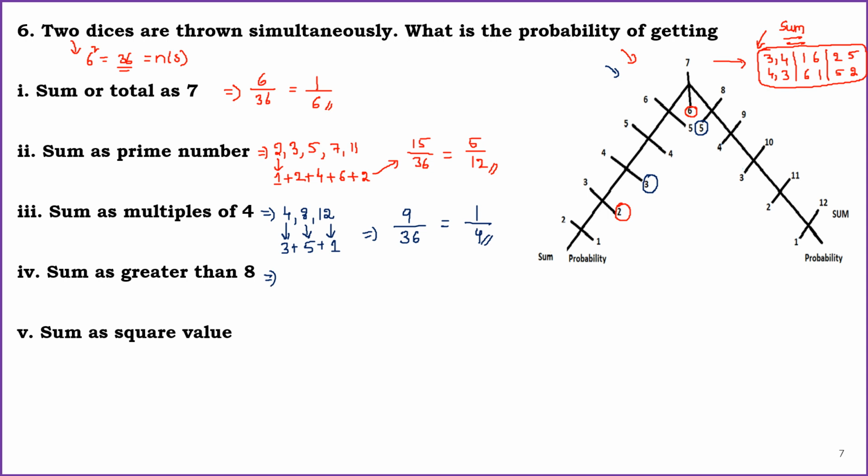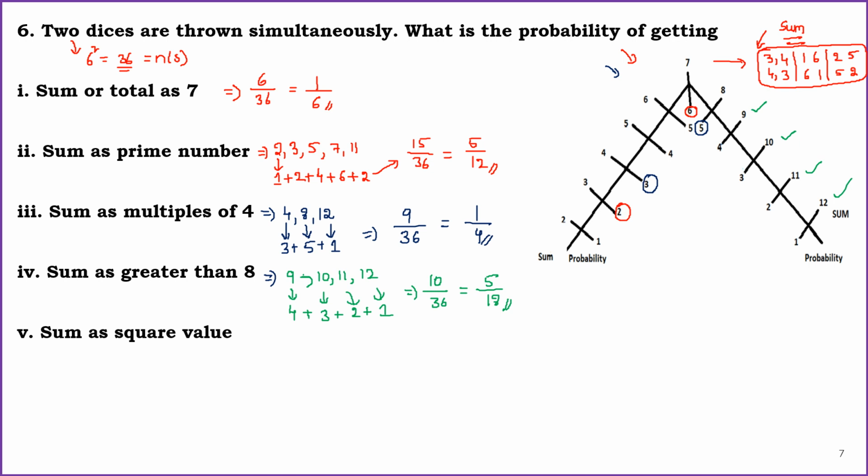1 by 4. Now, have a look. The sum which is greater than 8. Now we have to find out the sum which is greater than 8. If you observe, there is a possibility of 9, 10, 11, 12. These are the sums which are greater than 8. If you observe the possibilities, sum 9 is possible for 4 cases, plus sum as 10 possible for 3 cases, sum as 11 possible for 2 cases, sum as 12 possible for 1 case. So total if you add, you'll get 10 out of 36. That is 5 by 18 is the probability.